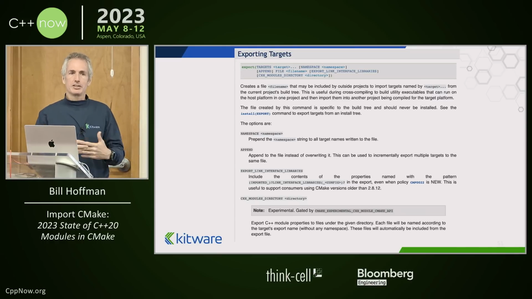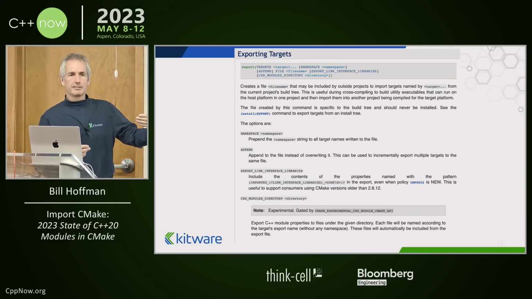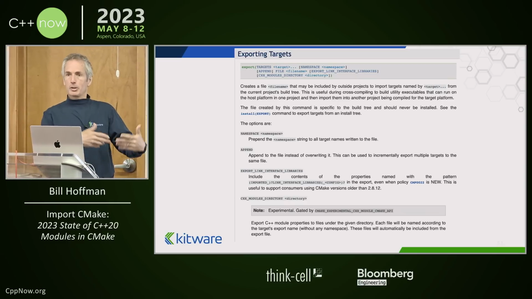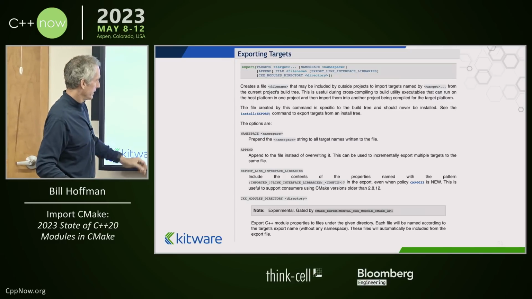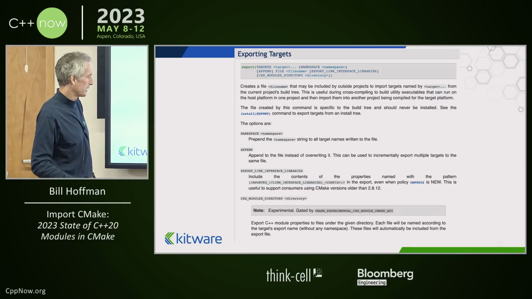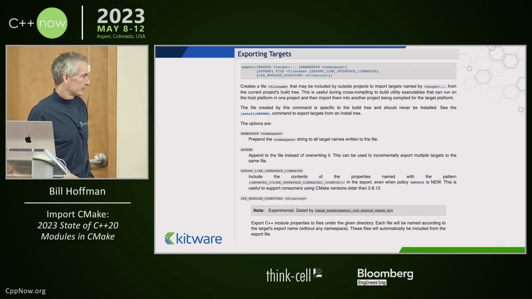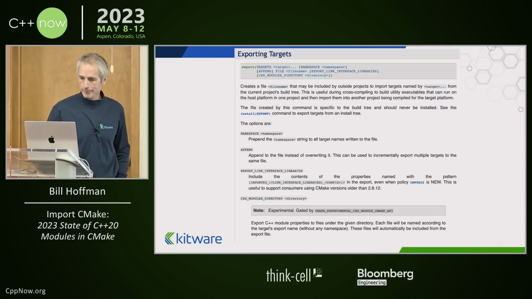So remember, we want targets to look the same whether they're built or imported. So we need to be able to import those targets. So this is exporting targets, and you can do that now with CXX_MODULE_DIRECTORY. It exports module properties to files under the given directory. Each file will be named according to the target's export name.